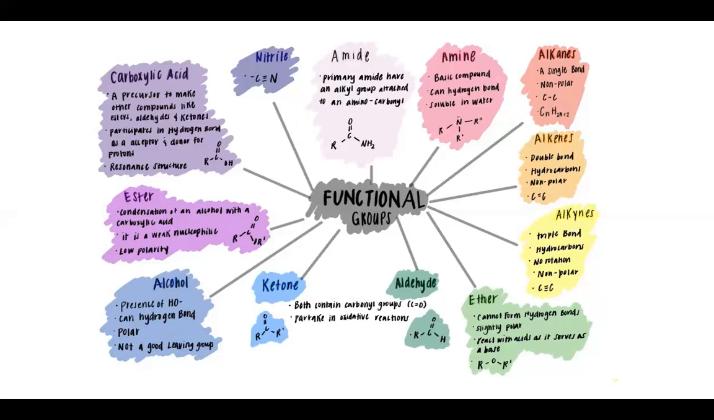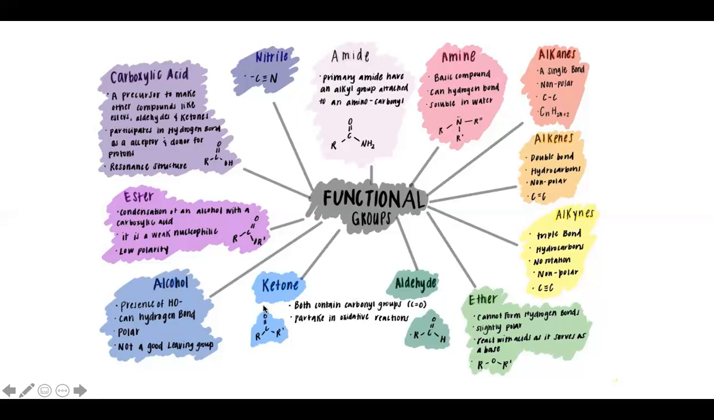Next is aldehydes and ketones. They are two different types of functional groups, but just have one difference between the two. An aldehyde is an organic compound that contains a carbonyl, which is the C double bond O, with the central carbon bonded to a hydrogen and an R group. Now, carbonyl is a carbon double bonded to an oxygen, and an R group is some type of hydrocarbon group.